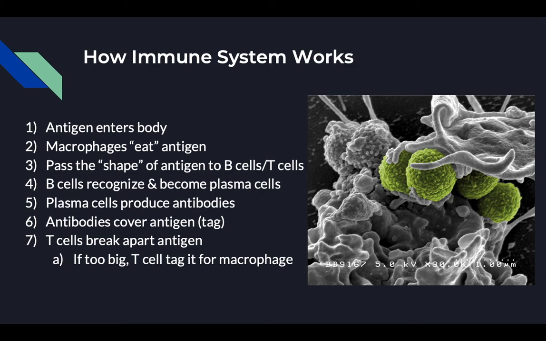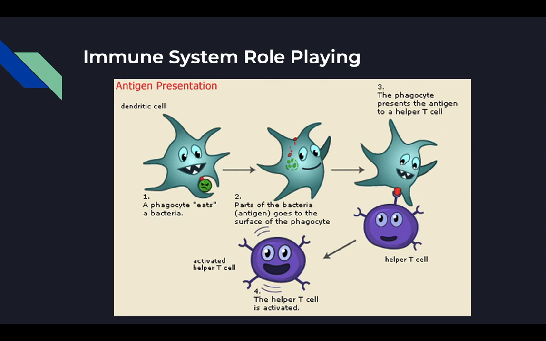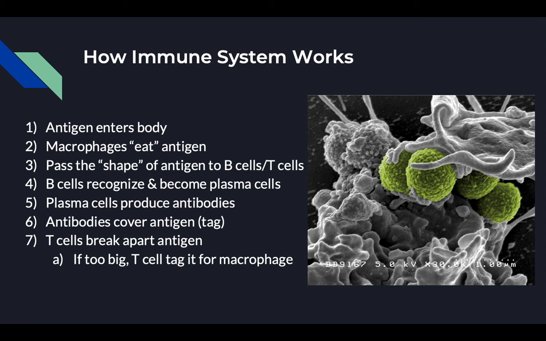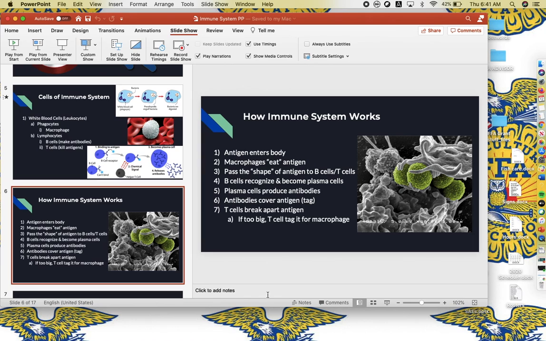So, just one more time to review that. Antigen enters body. Macrophage eats or engulfs. It recognizes the shape, so it passes that off to B cells and T cells, like it's giving them wanted posters. Then the B cells will recognize that and become plasma cells. The plasma cells will produce antibodies. The antibodies cover the antigen to tag it. T cells will break it apart. And if it's too big, the T cells will tag it and a macrophage will engulf it. So that is where we left off on Tuesday. So, have a great day.